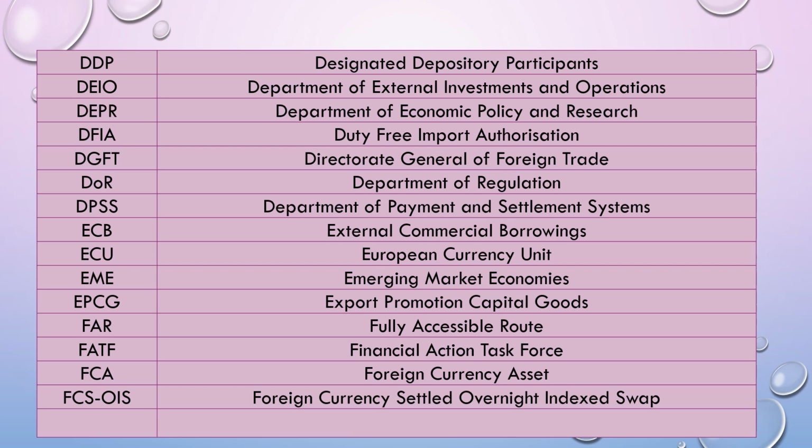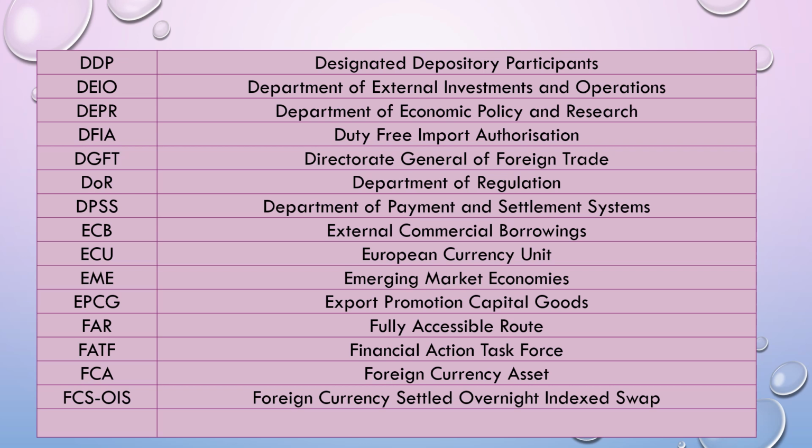EPCG, Export Promotion Capital Goods. This is a scheme introduced by the Directorate General of Foreign Trade, Ministry of Commerce, the Government of India. The objective of the Export Promotion Capital Goods scheme is to facilitate import of capital goods for producing quality goods and services and enhance India's manufacturing competitiveness. The scheme allows import of capital goods for pre-production, production and post-production at zero customs duty.